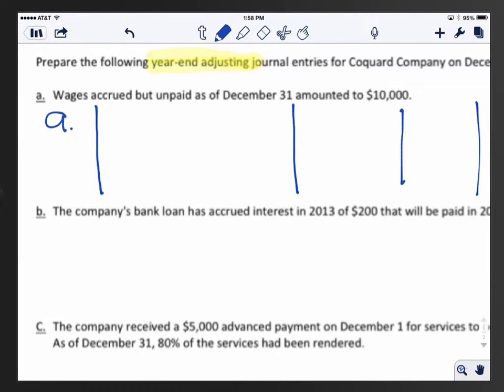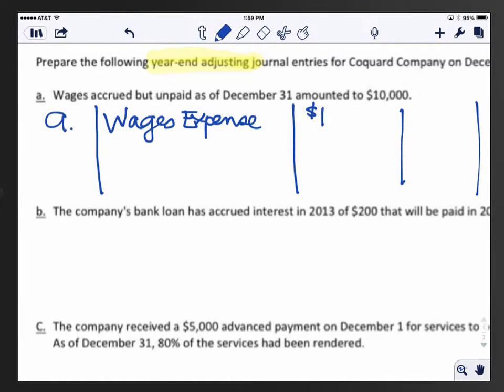So we have some wages that we know we're going to have to pay maybe on January 2, whenever the next payday is, but they've already done the work. So we need to recognize that. We need to recognize that wages expense. So our debit is going to be to wages expense. That's an expense account. Expenses are normally debited to increase them. We don't normally decrease them unless they're wiping them out for some reason. So they have a normal balance of a debit.